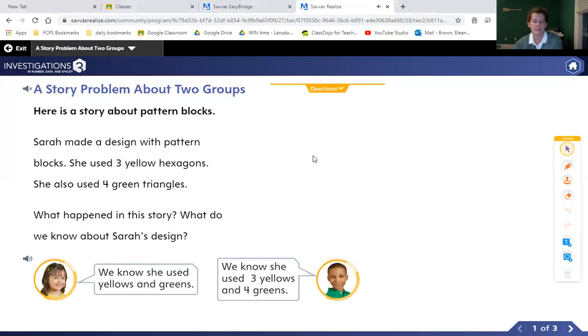Here's a story about pattern blocks. Sarah made a design with pattern blocks. She used 3 yellow hexagons. She also used 4 green triangles. What happened in this story? What do we know about Sarah's design? We know she used yellows and greens. We know she used 3 yellows and 4 greens.